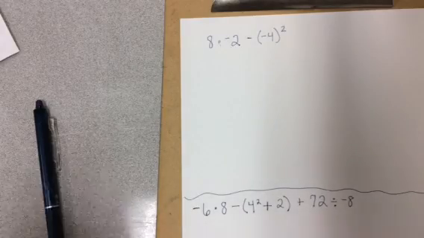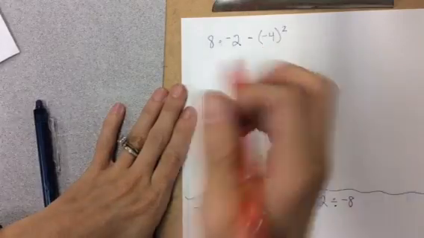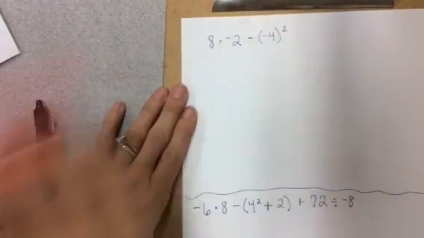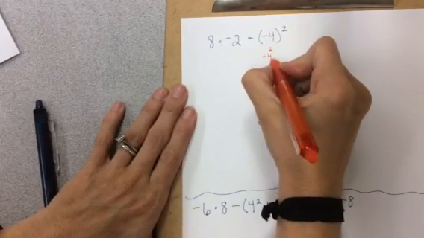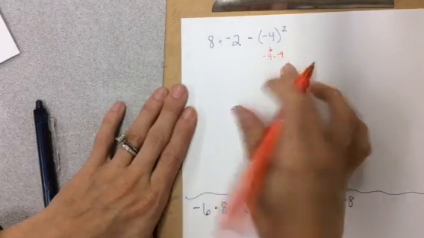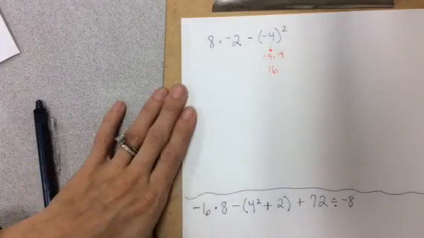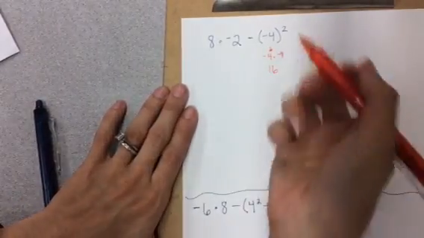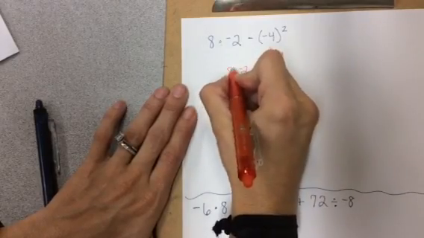Okay, our first example is 8 times -2 minus (-4) squared. So first I'm going to do my exponent. Since the negative is in parentheses, it means -4 times -4. -4 times -4 is positive 16 because when you multiply two negatives together, it equals a positive. And bring down everything else that I have.